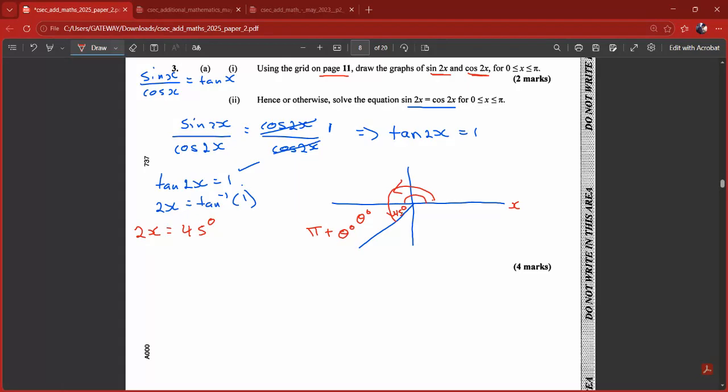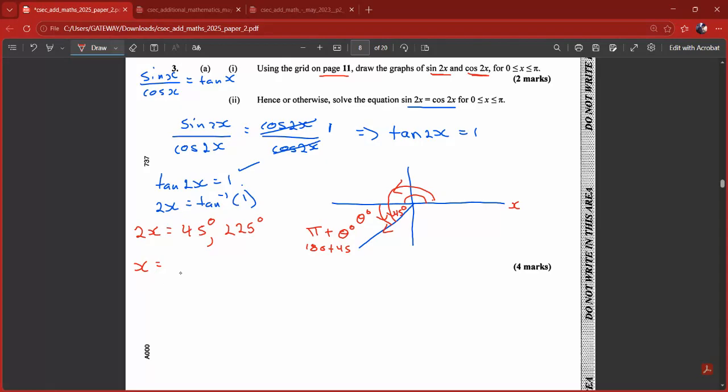Right? The angle that this line makes with the x-axis here is 45. This alone is 45 degrees, and then you have pi plus theta, which is pi, which is 180, plus the 45, 180 plus 45, which is 225 degrees. So therefore x would be these two angles divided by 2.